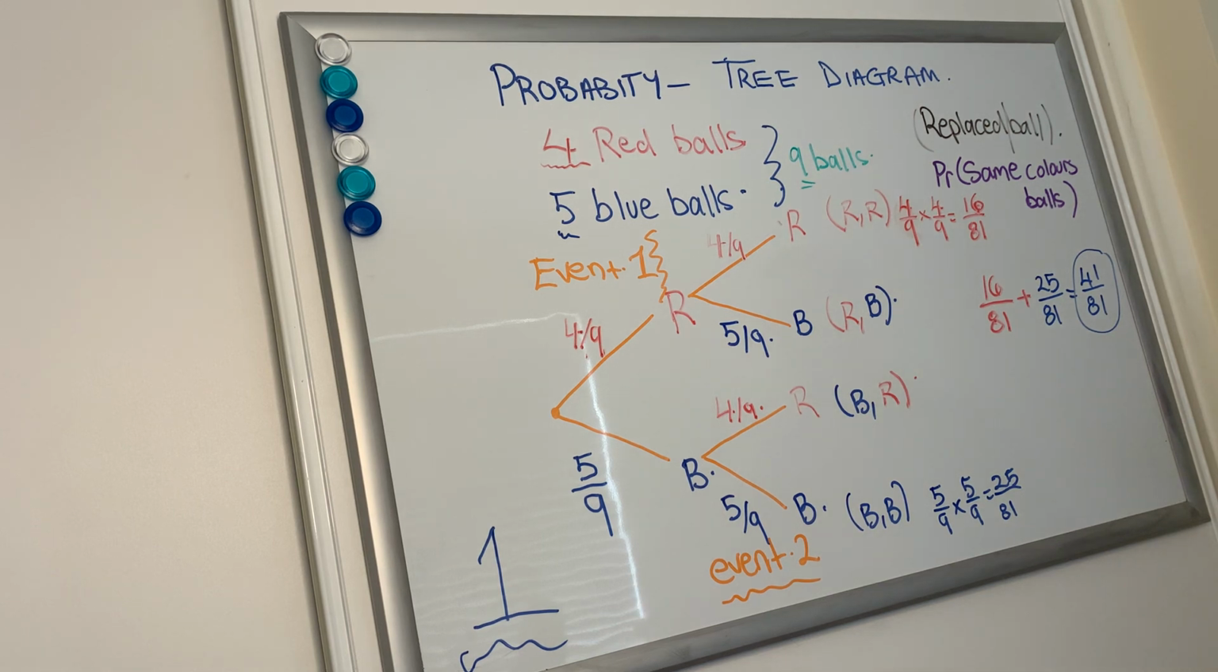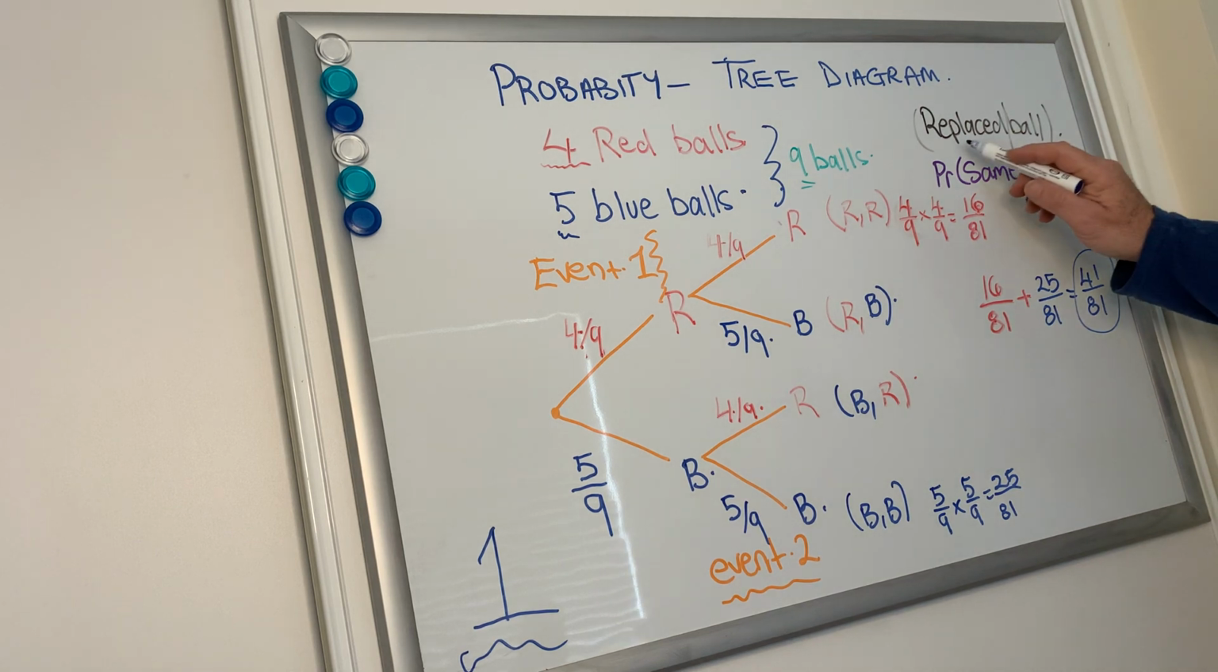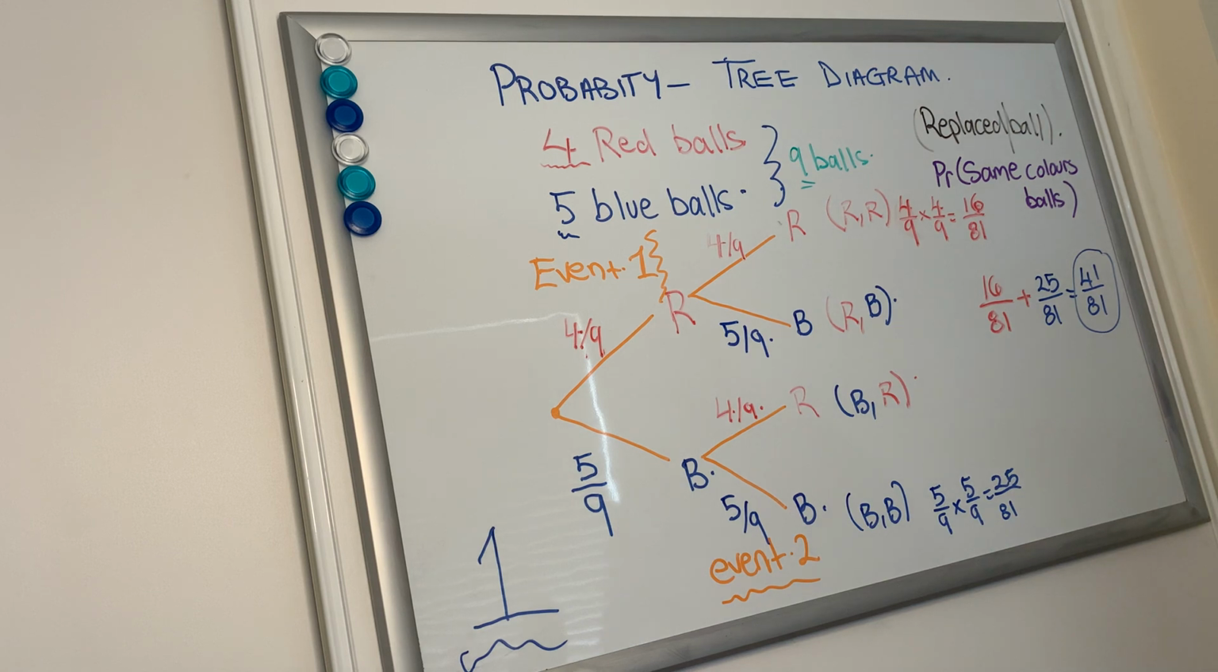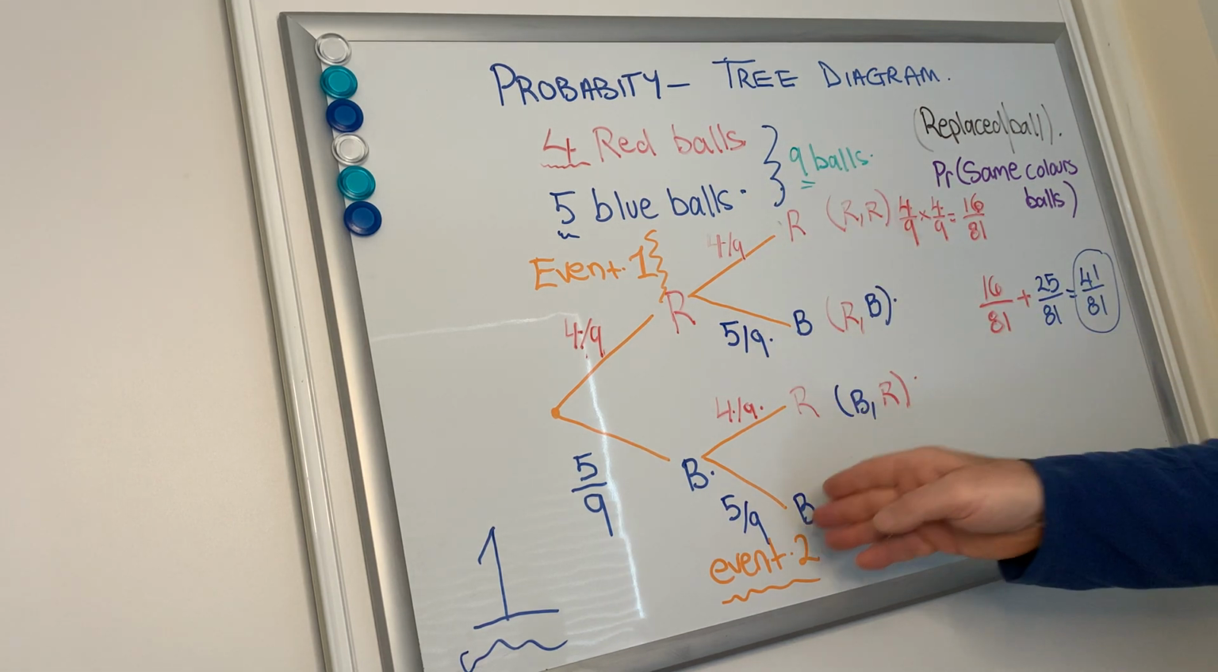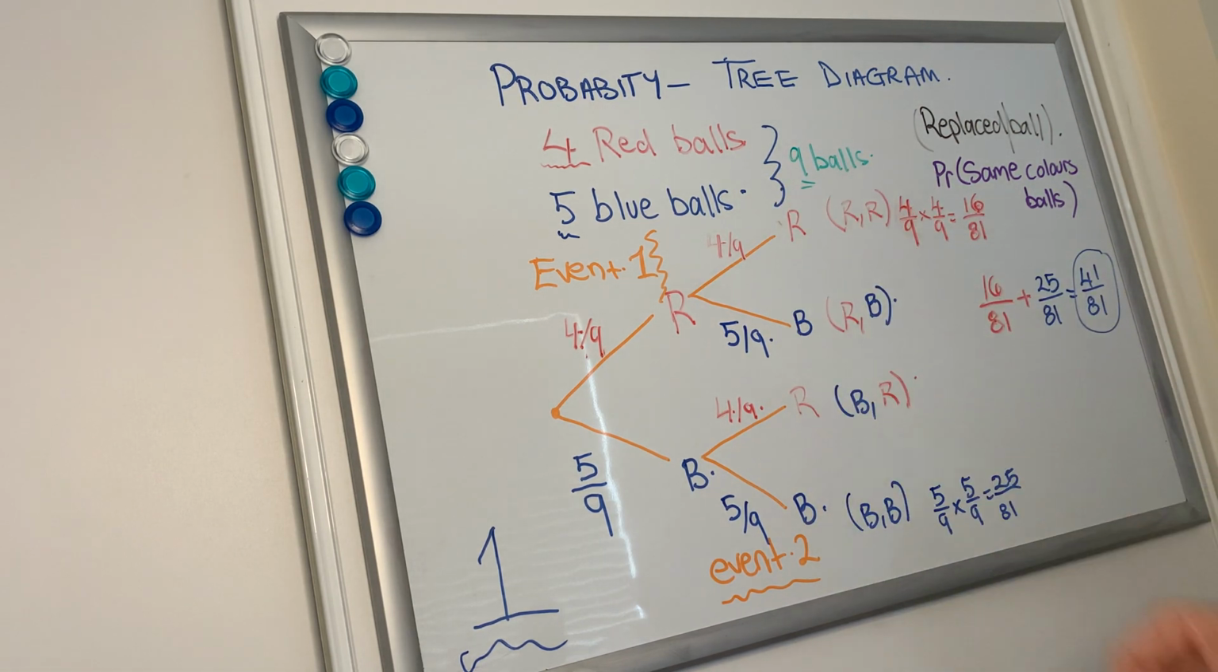Hope that helps you with your tree diagrams. On the next one, what I'll do is go through a similar scenario, but one where we are not replacing the ball, and we'll see how it changes the probabilities in the second event.